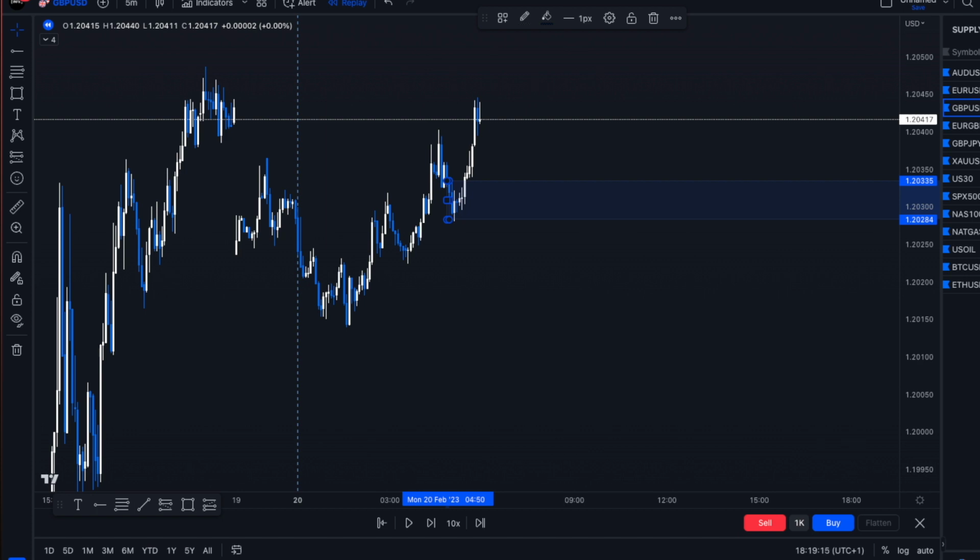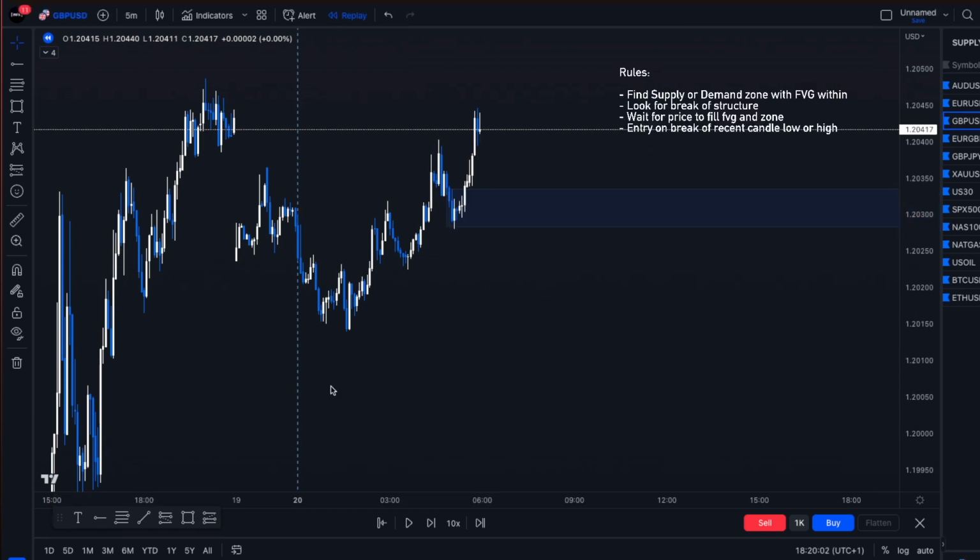Okay, and I actually have some rules which I'm going to try and find. Have I got them here? Or are they on the other screen? I don't have them here. Right, I will put these in. Give me a second. Okay, so we've got the rules up.